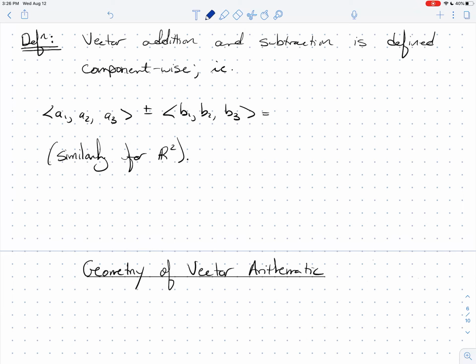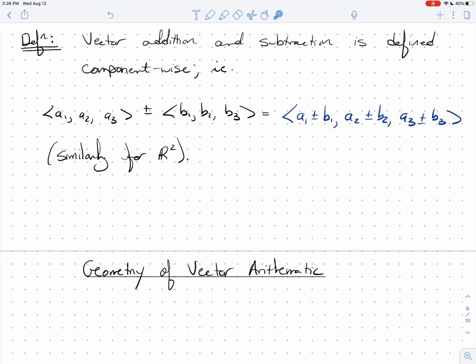All right, vector addition and subtraction is defined component-wise. And what that means practically for you is it's defined exactly the way that you think it should be. If I want to add or subtract two three-dimensional vectors, you just add the corresponding components. And it's exactly what you think it should be. In this case, it's going to be A1 plus or minus B1, A2 plus or minus B2 in the second component, and then A3 plus or minus B3 in the third component.